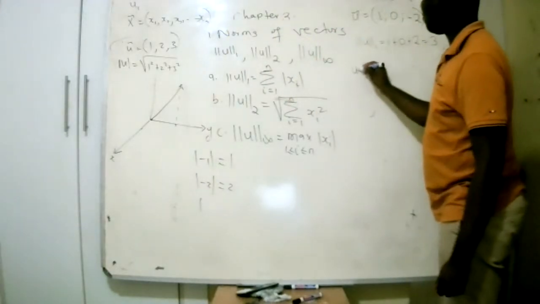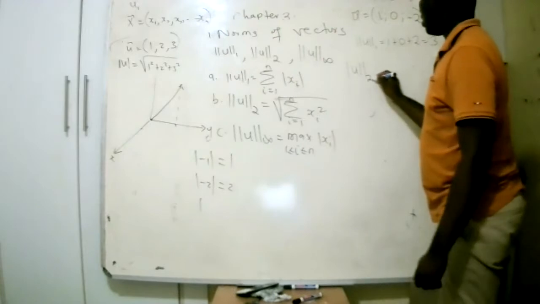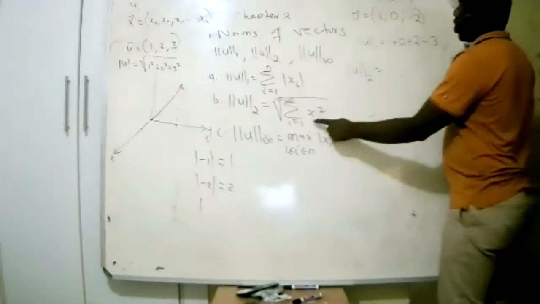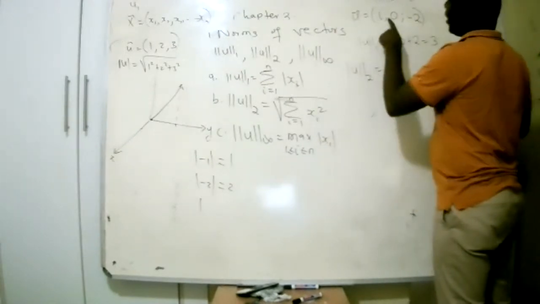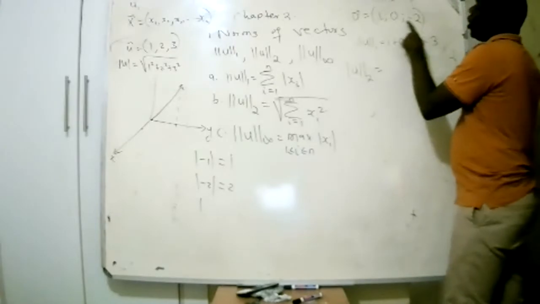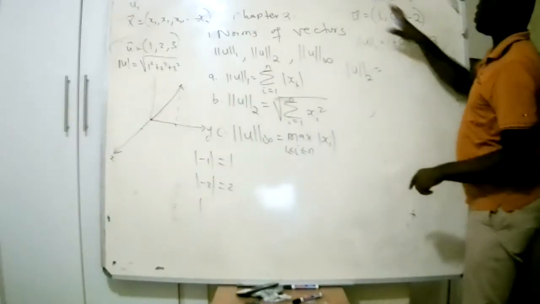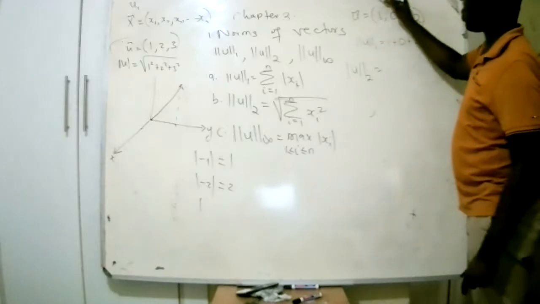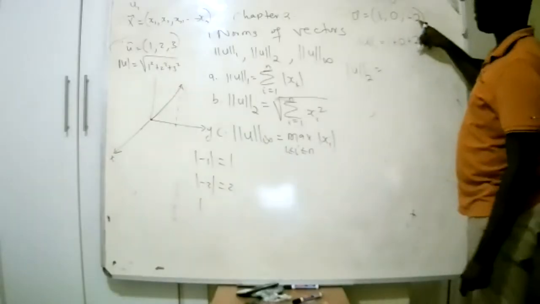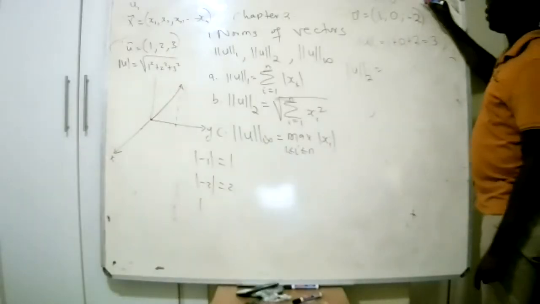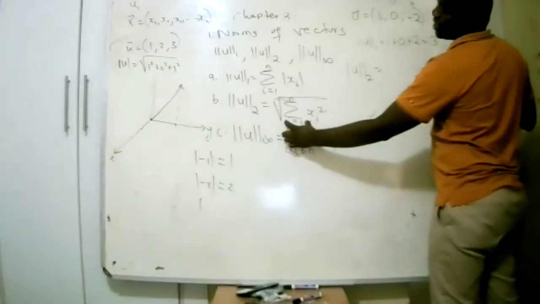So we're going to square. We now have to square the values we obtained here. So it's xi squared. So what is 1 squared? It's 1, right? And what is 0 squared? It's going to be 0. Negative 2 squared is going to be 4, right? So after squaring, we then take the sum.